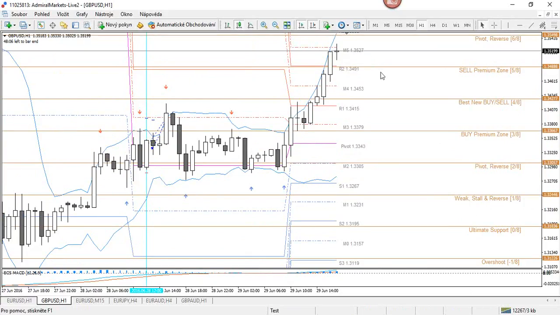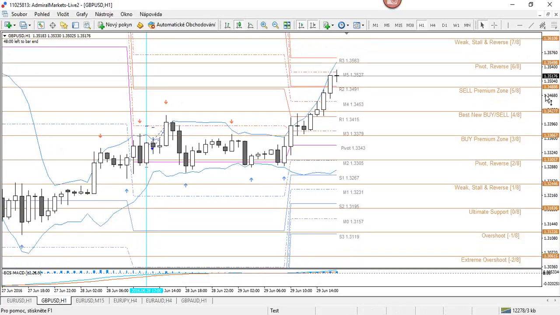And R2 could have been a good target. M5, M4, those are all good targets. Who knows? It could even go further. I myself was thinking about 135 as a good target, 134.90.